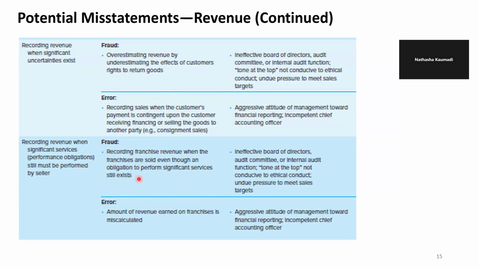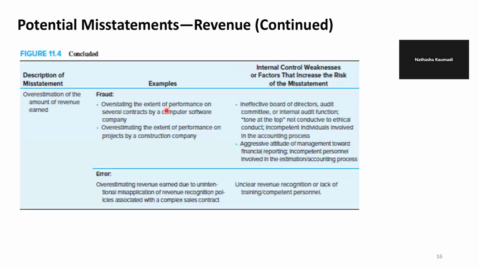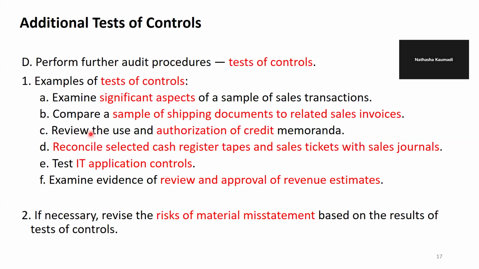So for each and every fraud or error, based on whether it is intentional or unintentional, we can categorize the issues as frauds or errors, and then you can identify what the actual internal control weaknesses are. Overestimation of the amount of revenue earned. I'm not going to explain one by one, but these are the potential misstatements.